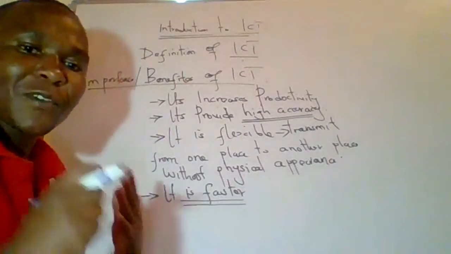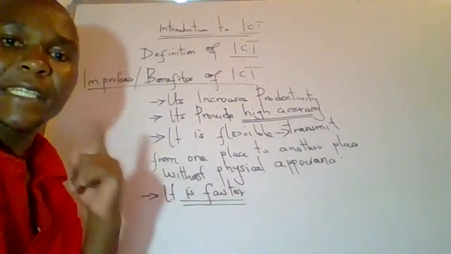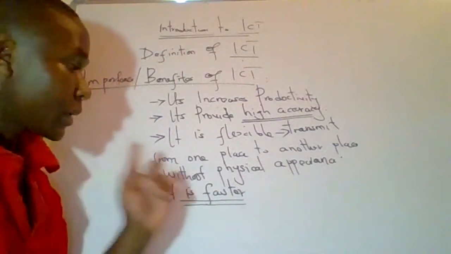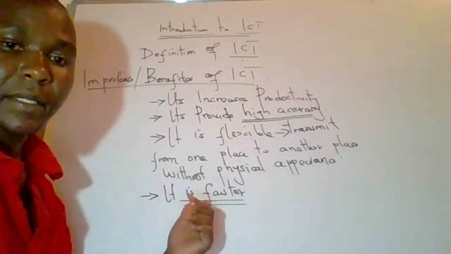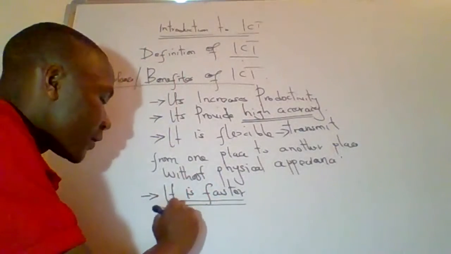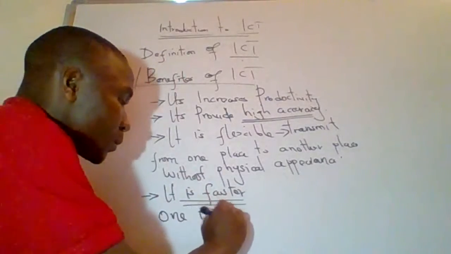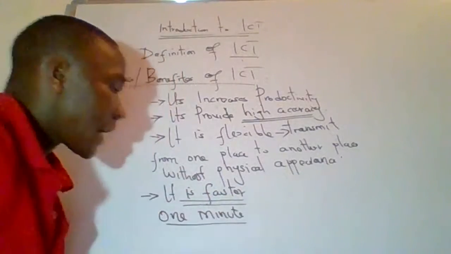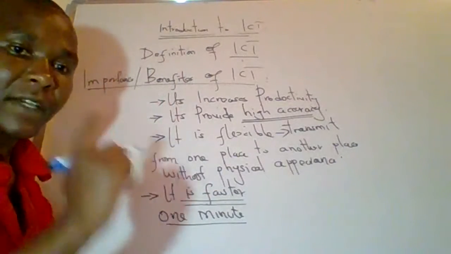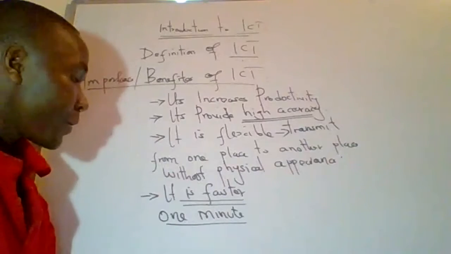It is faster. So if you are sending information to a person who is in Mombasa and you are using an email, it can take 1 minute for you to transport information through email from Nairobi to Mombasa or from Mombasa to Nairobi.